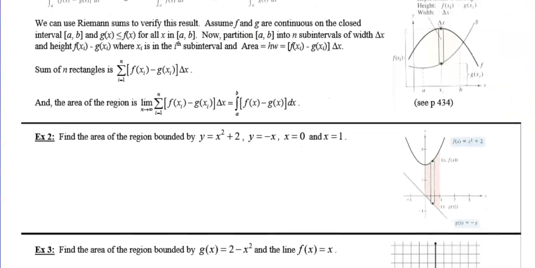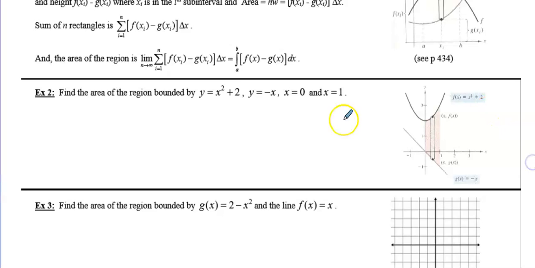So let's look at example number 2. And the other stuff that's right here is just kind of more the logic behind what's going on with it. But like I said, for this video, I want to keep it simple, make sure you guys are okay with this. So it says find the area of the region bounded by x squared plus 2, the line y equals -x, and then we're bounded at 0 and 1.